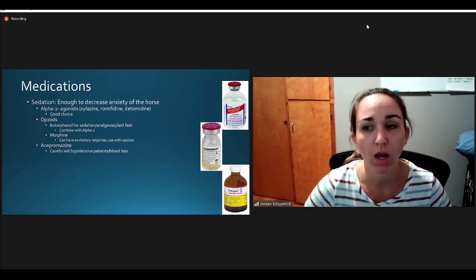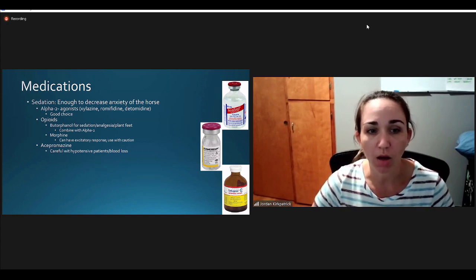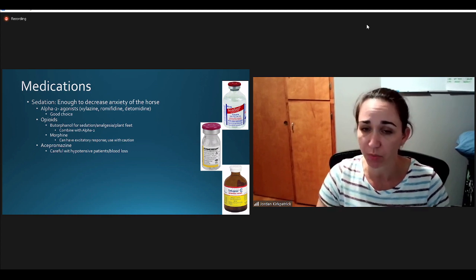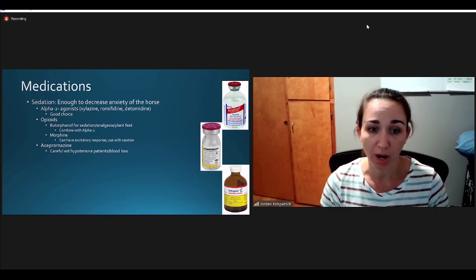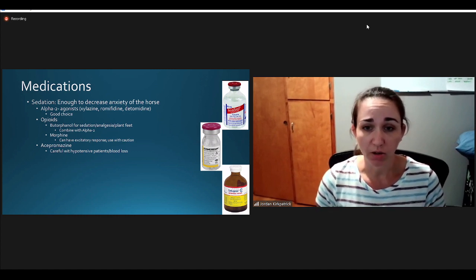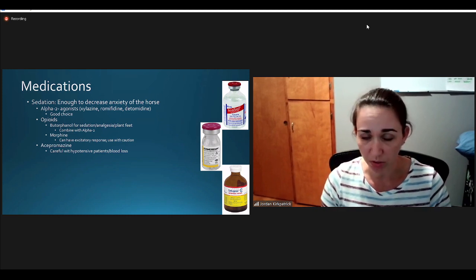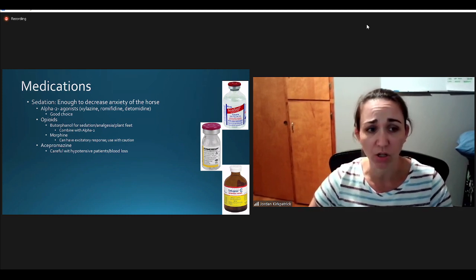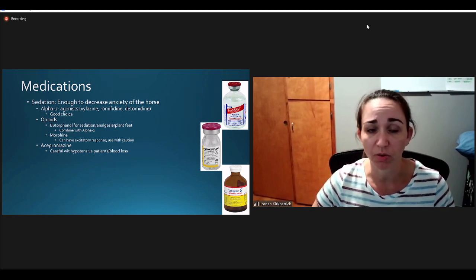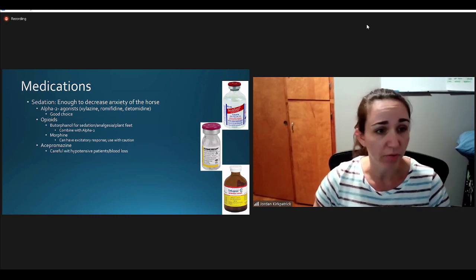Acepromazine is another type of sedative that we have, but it can cause hypotension. So with patients with blood loss, you may not want to give this, because they've already lost a lot of blood, so they have decreased volume already. You don't want to make that worse. It causes vasodilation, which will lead to hypotension. And it's also not reversible. So the opioids and the alpha-2s are reversible, but ACE is not. Those effects last up to 18 to 24 hours.